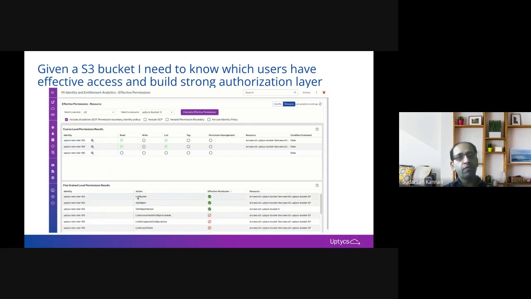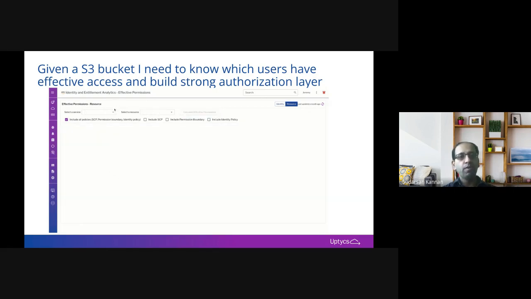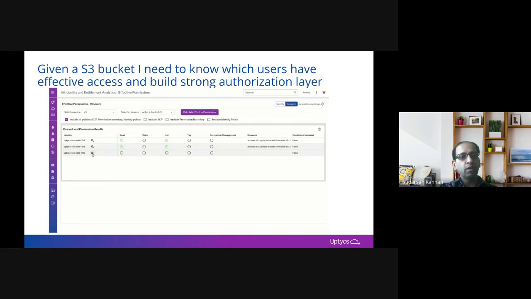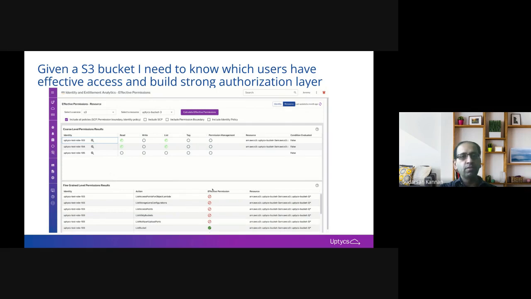That is the level of depth that you need to be aware of. So in this case, if you look at the UI that's coming up here, I'm picking an S3, and then I'm picking a specific bucket, and then say, give me the effective access. So now it will tell you who the users are. There are 3 users here who can access that S3 bucket, and what level of access do they have? Do they have list, read, or write?